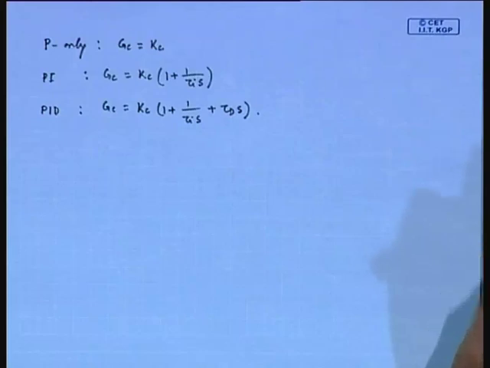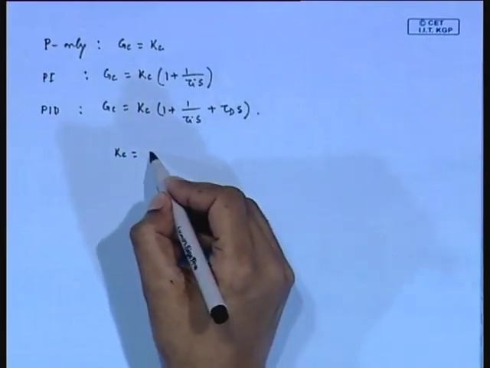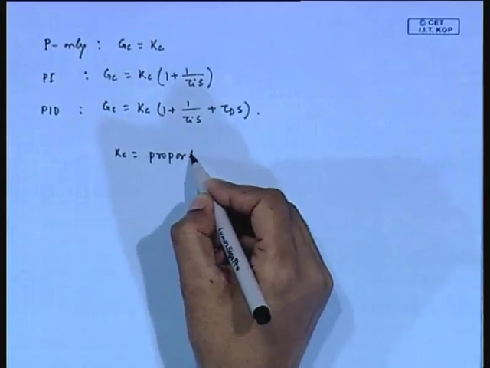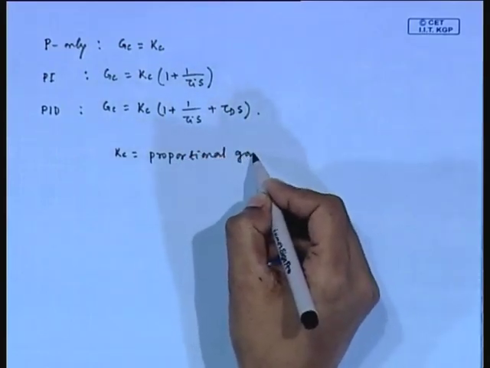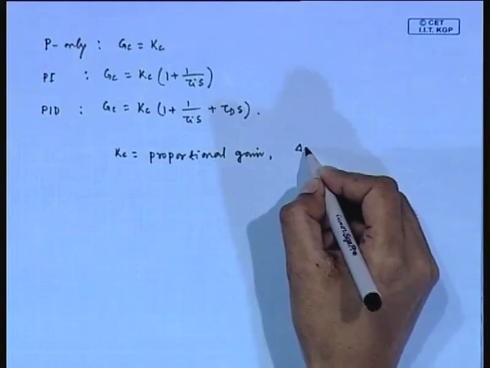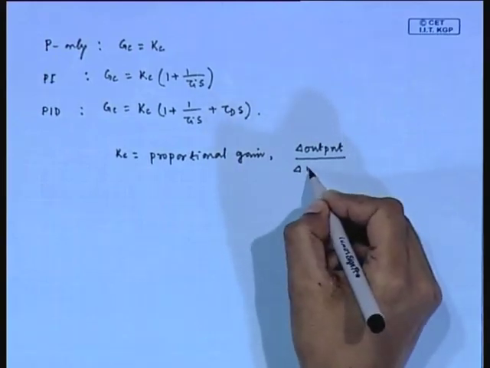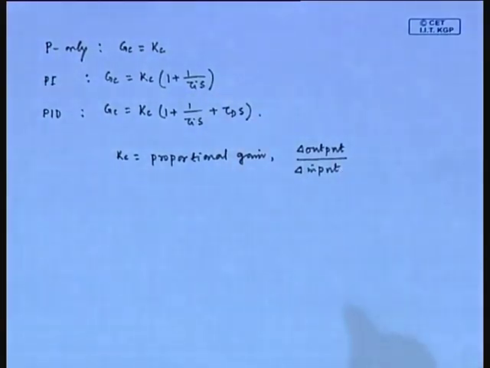Now, here K_C is the proportional gain, and this gain equals the change in output per unit change in input. So, the unit of K_C depends on the unit of output as well as the unit of input.